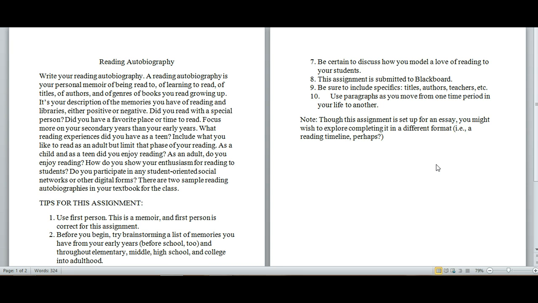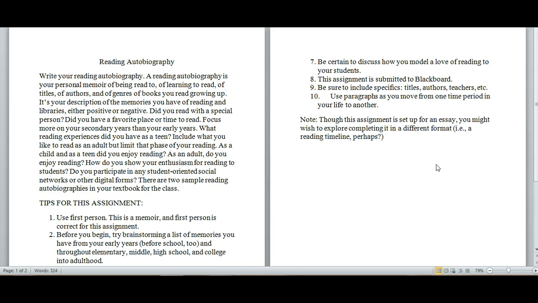I'm assuming that since you're enrolled in a library science class, that you want to be a school librarian, that these are indicators that you like books and reading, because if not, you've just obviously chosen the wrong profession. But I do want you to include positive and negative experiences if you've had them along the way. So let's just kind of look at the reading autobiography assignment.